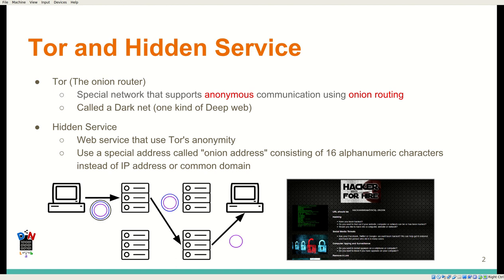Tor's anonymous web service is called the hidden service. They use a special address called an onion address rather than an IP address or domain name. There are many illegal contents such as hacking, black market, and child pornography that exploit the anonymity of hidden service.